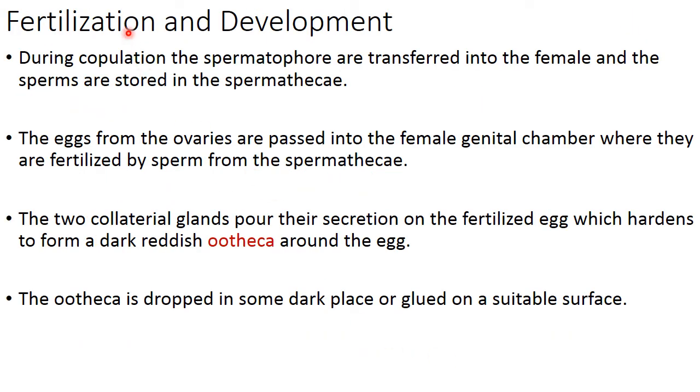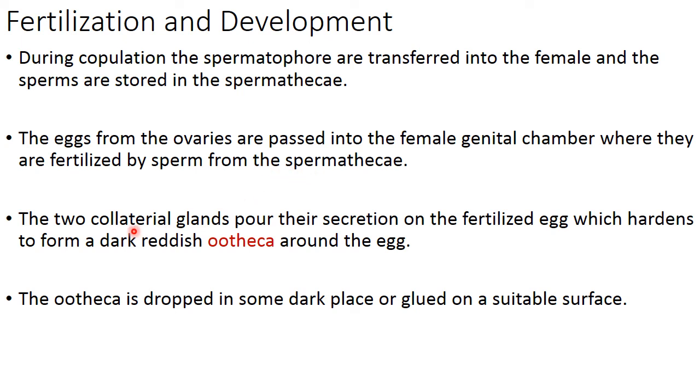Coming to the fertilization and development. During copulation, the bundles of sperms formed in the seminal vesicles, called spermatophores, will be transferred into the female and the sperms will be stored in the spermatheca. Now the eggs from the ovaries pass into what? The female genital chamber, where they will be fertilized by the sperm stored in the spermatheca.